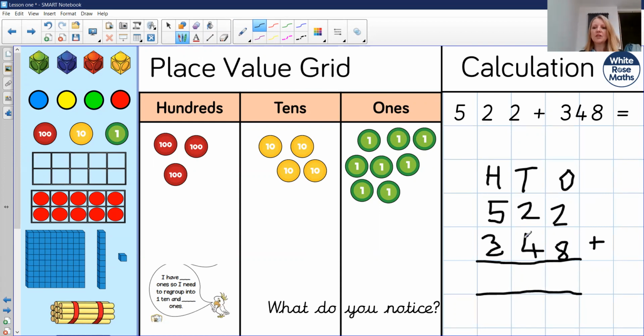So 522, add 348. 2 add 8 is 10. Okay, I can't have 10 in the ones column, so I'm going to regroup to make 1 ten and 0 ones. 1 ten and 0 ones. You can see the 10 there. 2 10s add 4 10s add 1 10. That's going to be 7 10s, or 70. 300 add 500 add 300 is 800. 870. Did you get the same answer as me?